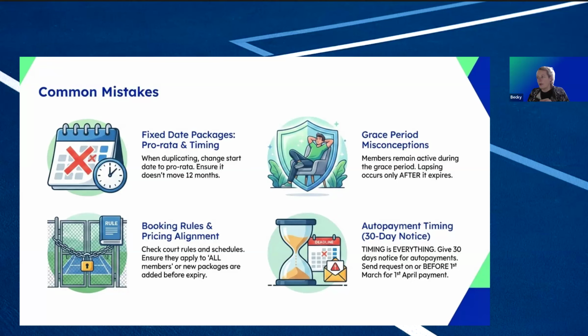Auto payment timing. If you use auto payment, you do need to give 30 days notice. That's a rule. So we have to give you 30 days notice that we're going to take a payment. So if you are using auto payment, you need to do it before the 1st of March. That gives us at least 30 days to do that. So do your renewals and payment requests 30 days ahead.